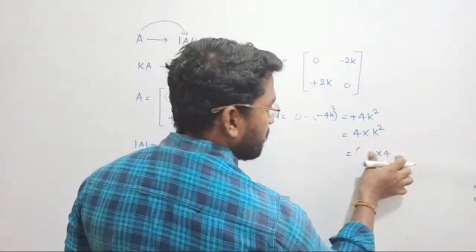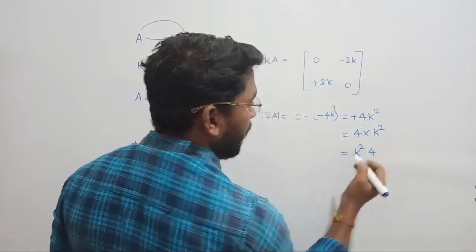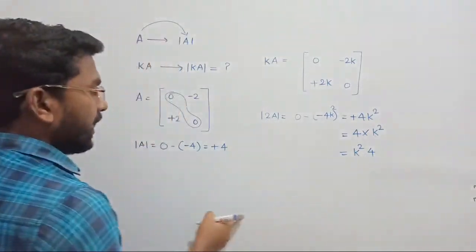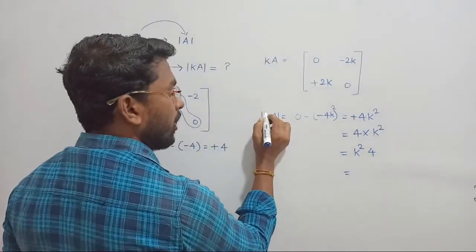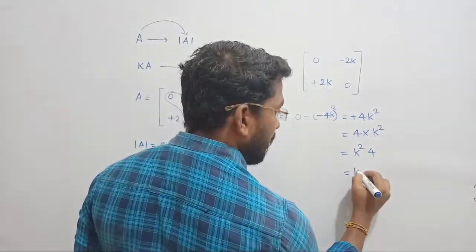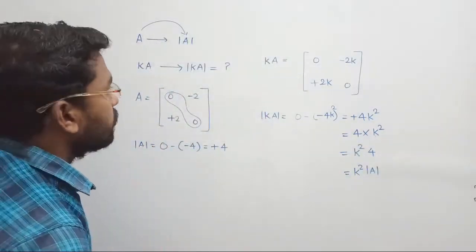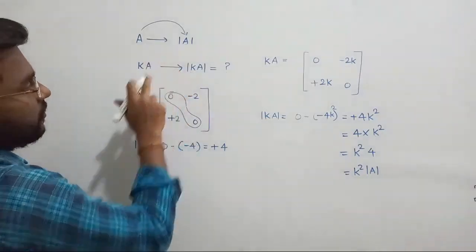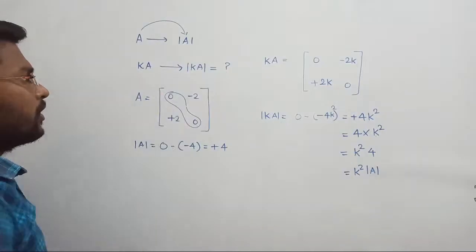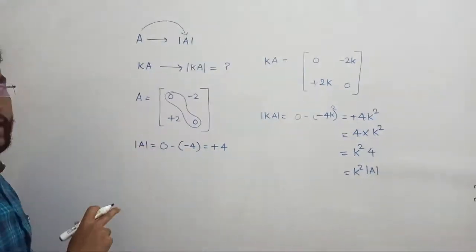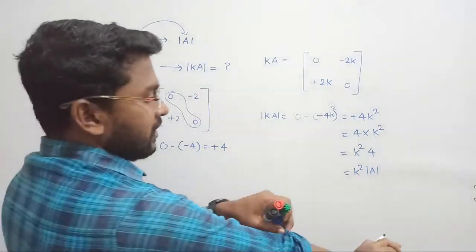Such that your answer is going to be what? 4 times k square, or k square times 4. Whereas this 4 is known as the determinant of matrix A. So it can be rewritten, considering k now, as k square times the determinant of the actual matrix. So what is the conclusion here? For a matrix A, its determinant is mod A, which you know how to find. Suppose your matrix is scaled by a factor of k, then what is its resultant determinant?